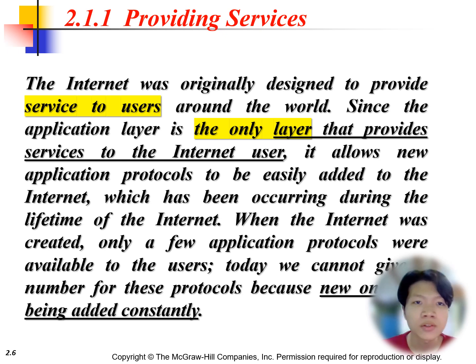The Internet was originally designed to provide service to users around the world. Since the application layer is the only layer that provides services to the Internet user, it allows new application protocols to be easily added to the Internet, which has been occurring during the lifetime of the Internet. When the Internet was created, only a few application protocols were available to the users. Today, we cannot give a number for these protocols because new ones are being added constantly.